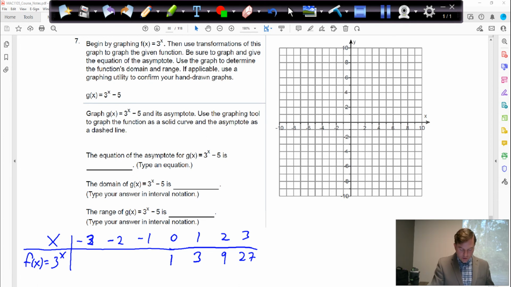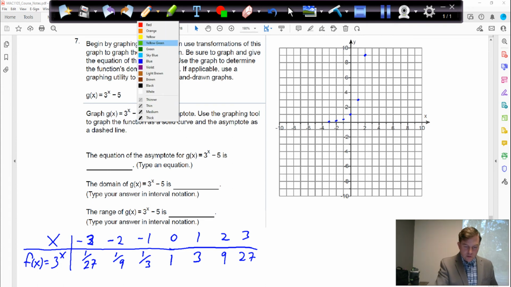Now the negative side is 1 over these numbers. So minus 1 would be 1/3. Then it would be 1 over 9. And then it would be 1 over 27. Okay, so starting at negative 3, we're at 1 over 27, which is barely above the x-axis. Then minus 2, we're 1/9, it's still barely above the x-axis. At minus 1, we're 1/3. 0 is 1. At 1, we're 3 units high. At 2, we're 9 units high. And 27 units would be off the chart.